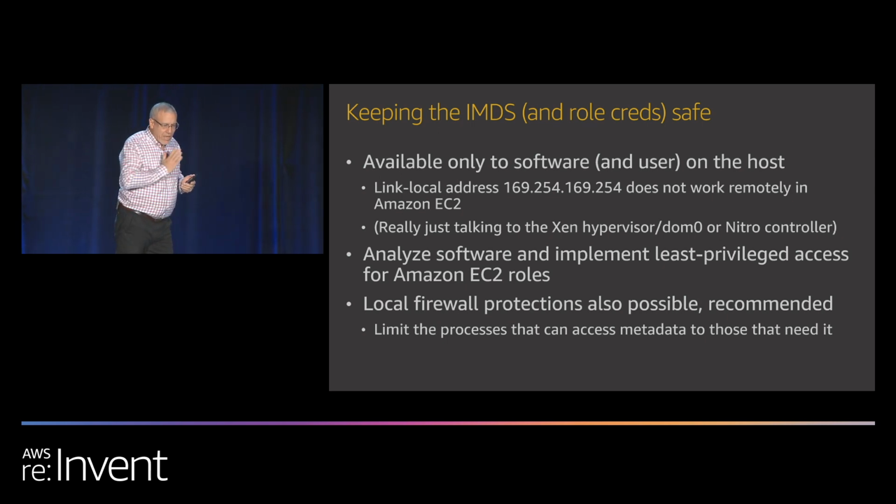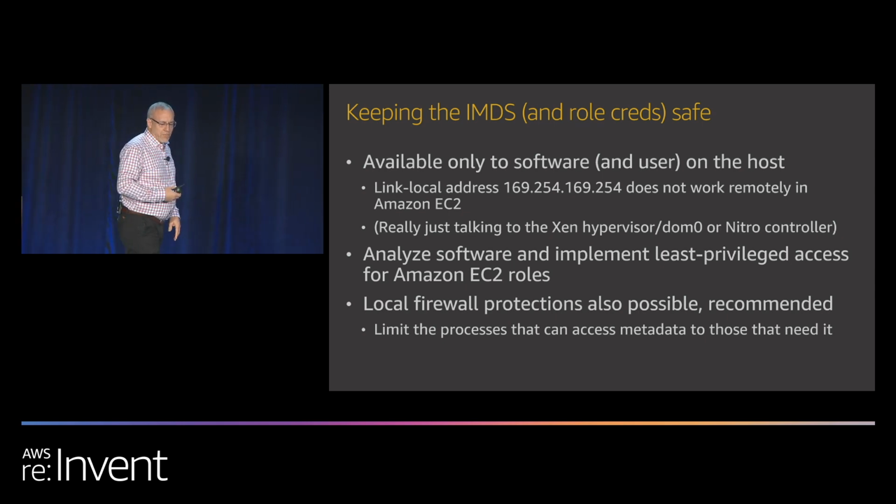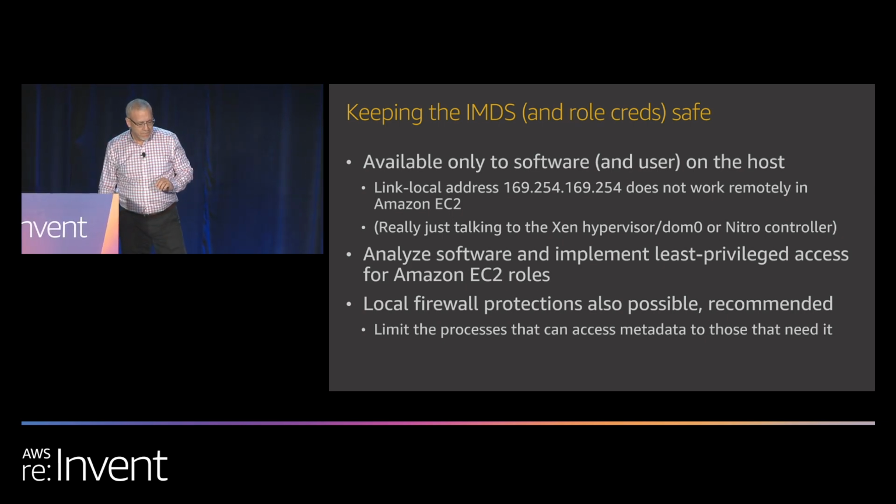Now, just as a side note, an implementation detail that could easily change: right now, in a Xen host, you're talking to the Dom0 and the hypervisor, and in a Nitro host, you're talking to one of the Nitro controllers. They're the ones responding to you when you make this request. But again, that could change, so don't count on that. What won't change is that you're talking to EC2. So the first protection is that the link local address is only available locally.